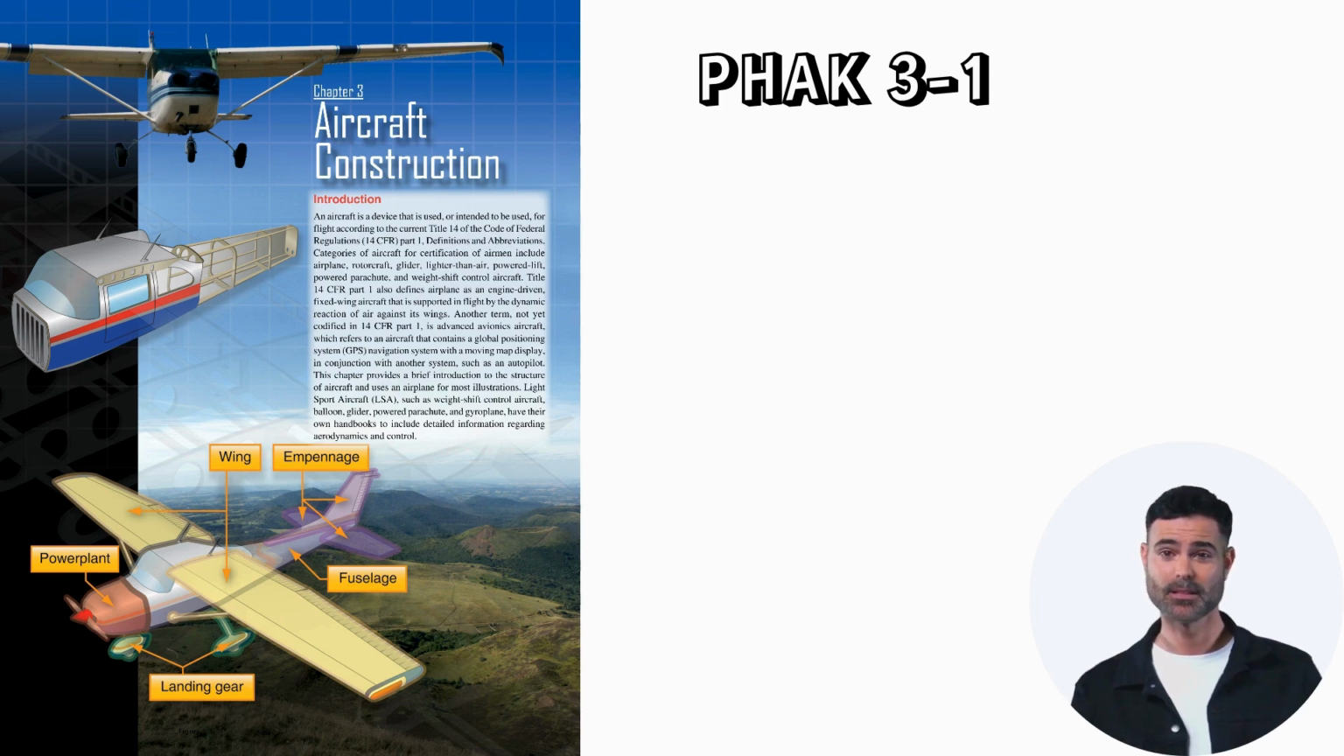Light sport aircraft, LSA, such as weight shift control aircraft, balloon, glider, powered parachute, and gyroplane, have their own handbooks to include detailed information regarding aerodynamics and control.